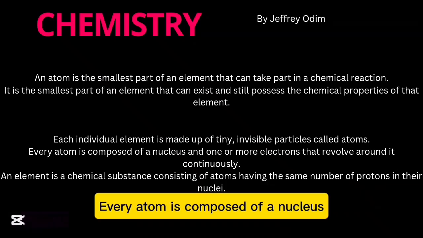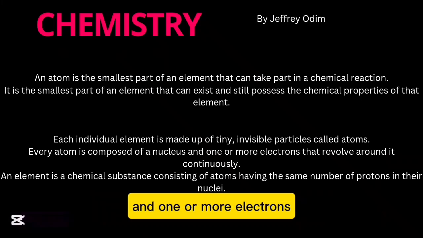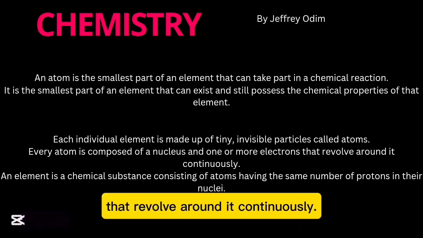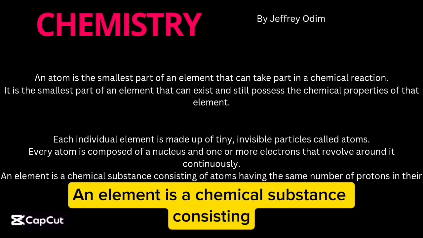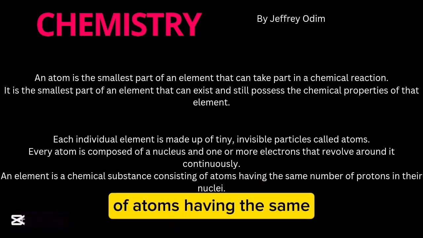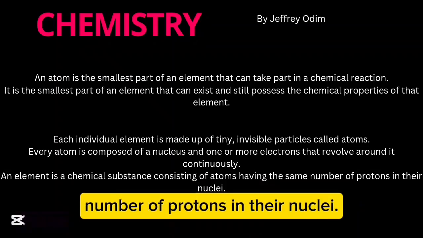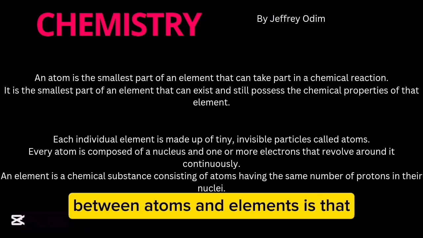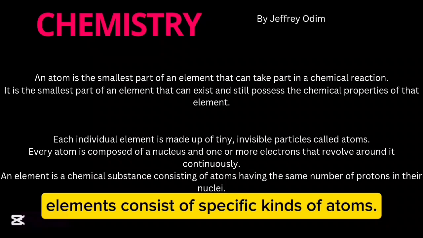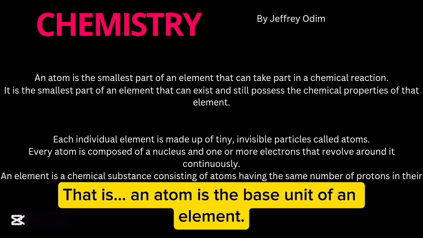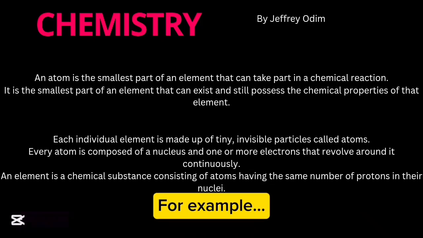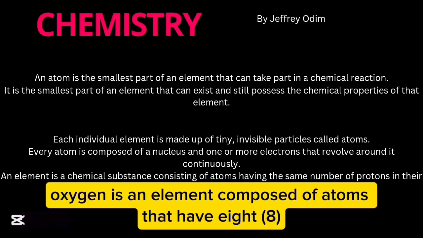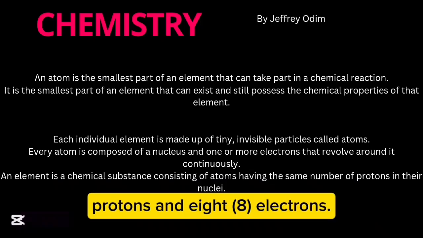Every atom is composed of a nucleus and 1 or more electrons that revolve around it continuously. An element is a chemical substance consisting of atoms having the same number of protons in their nuclei. Therefore, the relationship between atoms and elements is that elements consist of specific kinds of atoms. That is, an atom is the base unit of an element. For example, oxygen is an element composed of atoms that have 8 protons and 8 electrons.